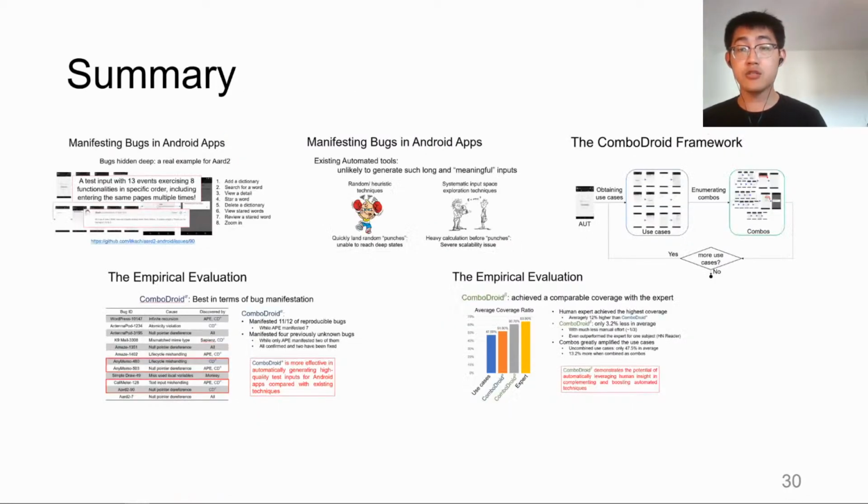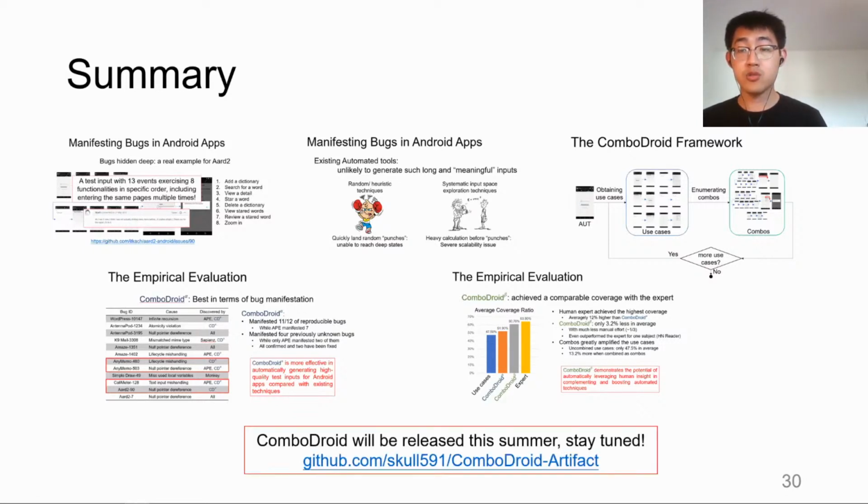So in a short summary, manifesting bugs hidden deep in Android apps often requires long and meaningful test inputs, which existing automated tools are unlikely to generate. We propose the ComboDroid framework that generates such test inputs by enumerating combos of use cases that manifest designated functionalities of the app. The empirical evaluation results show that both the fully automatic variants and the semi-automatic variants achieved promising performance. The ComboDroid tool will be released publicly this summer, so please stay tuned. This ends our presentation. Thanks for listening.